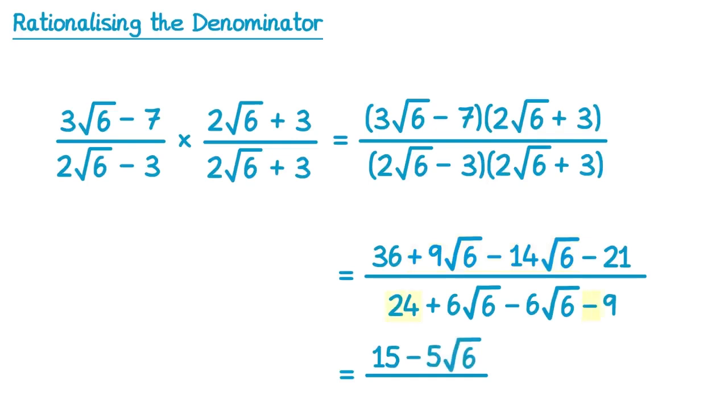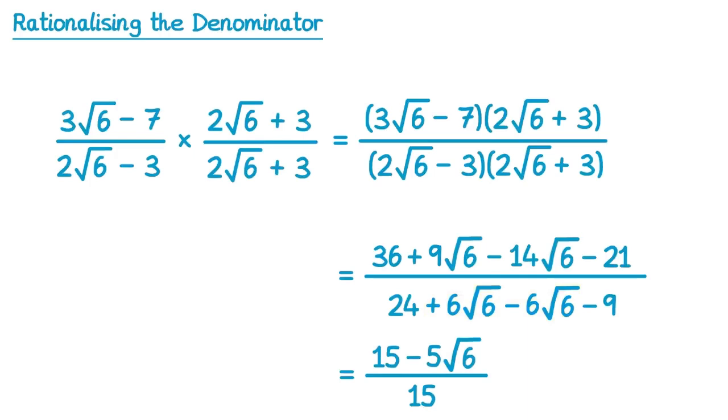On the bottom, we have 24 subtract 9. That's going to give you 15 as well. And we've also got 6 root 6 subtract 6 root 6. And these two terms cancel out to give 0. So on the bottom it's just 15, which is nice because that's a rational number.